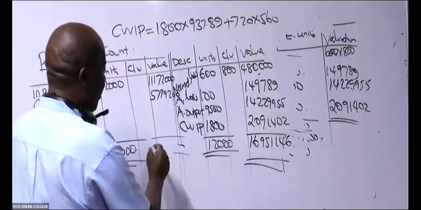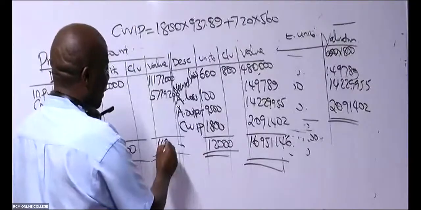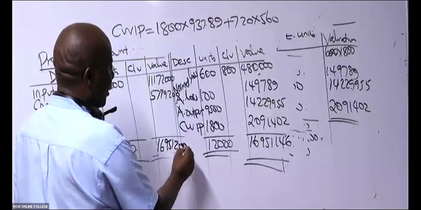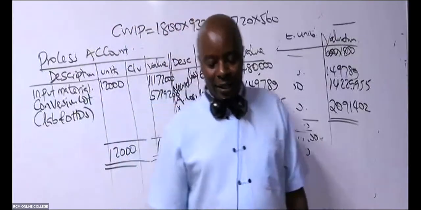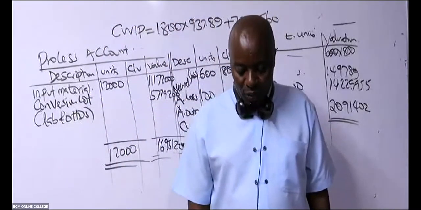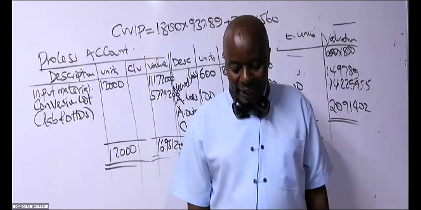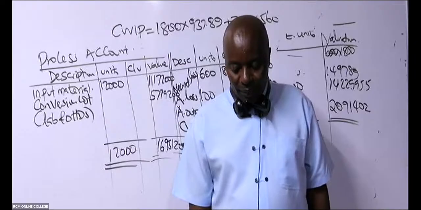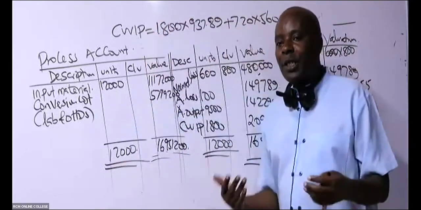And then what do we have here? Somebody, 16,951, what here? 200. So now, according to your take, is this mathematics balancing? Yes or no? Is it balancing? Yes or no? The difference is negligible, isn't it? Out of 16 million, the difference is negligible.